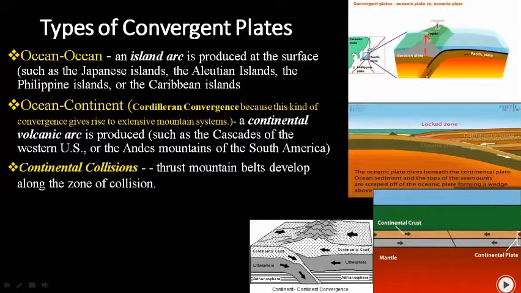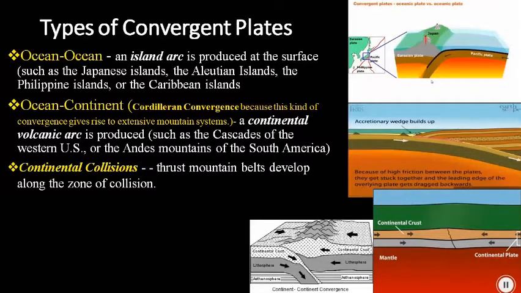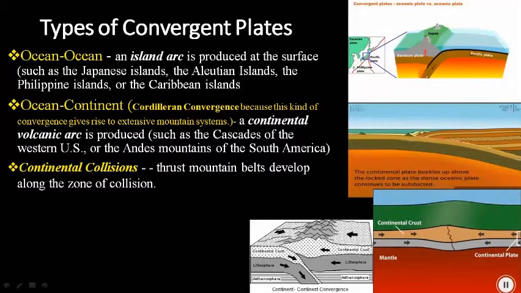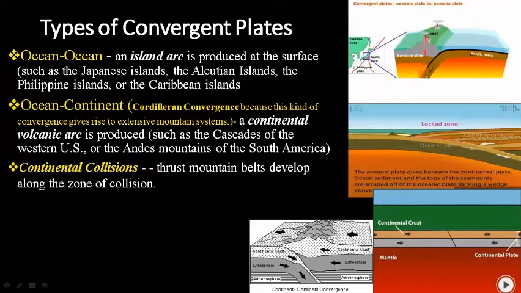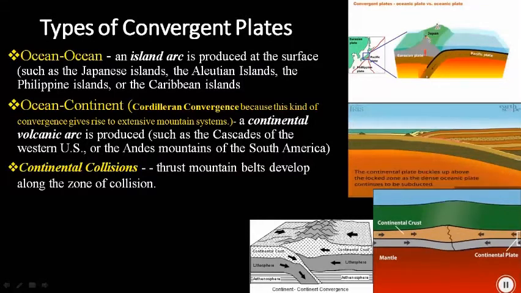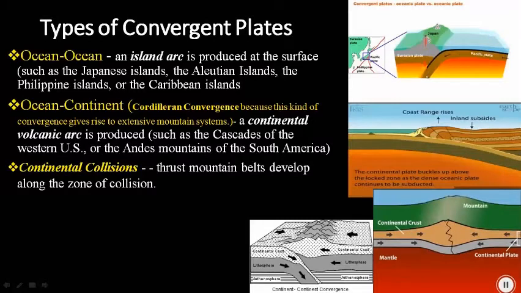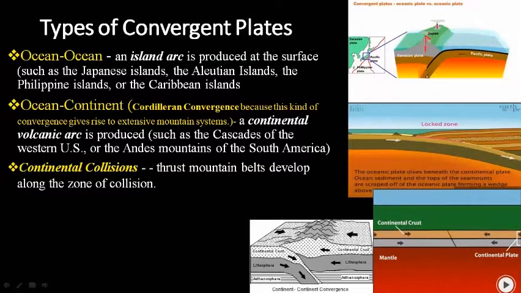This is also called a Cordilleran convergence, because this results in extensive mountain systems. So, Cordilleran convergence. And the examples are given for ocean-continent convergence. So these mountains are the result of ocean-continent convergence. Next on, we have continental collision.